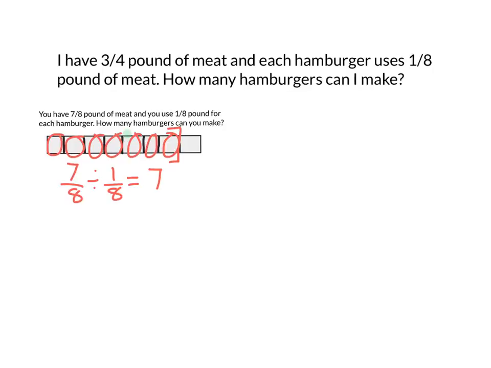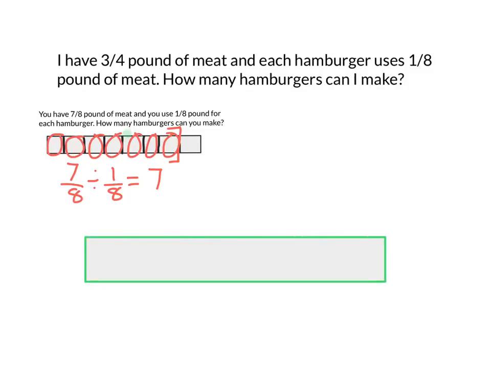So let's take a look and let's draw again a model for ourselves. All right, and I have 3/4 pounds of meat. So I'm going to look here, and I have 3/4. So if I go by the same thought, I have 3/4 pounds of meat, and I'm taking them 1/8 at a time. Right now I can't do that because I have fourths. So what I need to do is make things easier and make them into eighths so that I can take them 1/8 at a time.